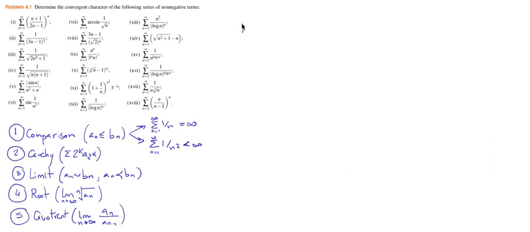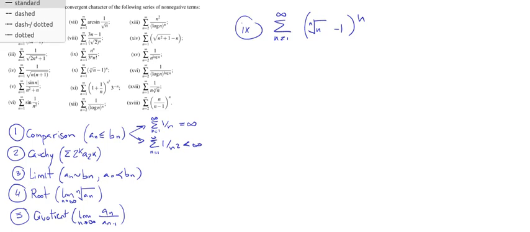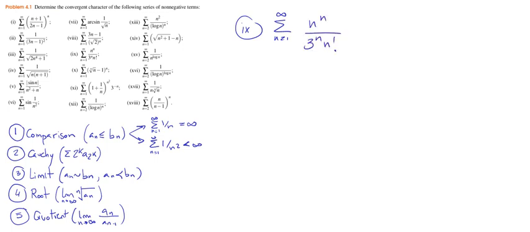Let's do 9. 9 is the sum from n equals 1 to infinity of the nth root of n minus 1 to the n. Okay, so is this true? Oh no, yes, I forgot. So this is 10. 9 is, sorry, n to the n divided by 3 to the n factorial.